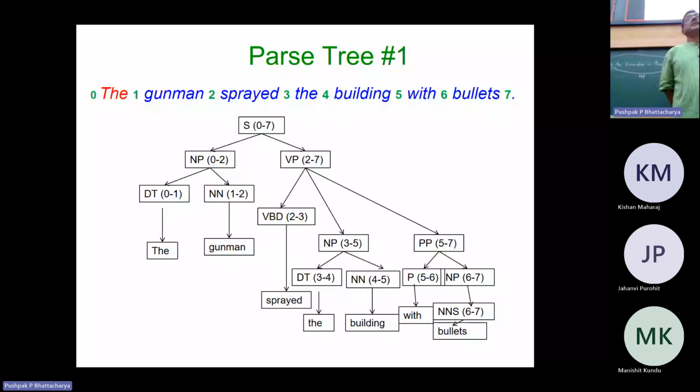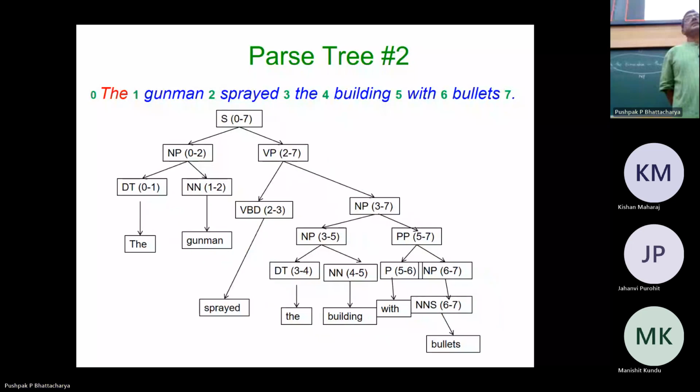What is the other parse tree? Other parse tree is this. VP goes to VBD. Now the NP fully captures the building with bullets. The NP between 3 and 7 captures the building with bullets totally. And here the PP is attached to building and not to spray. You can again measure the path length and see.